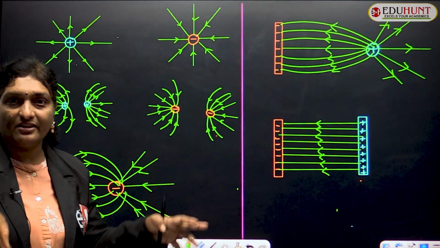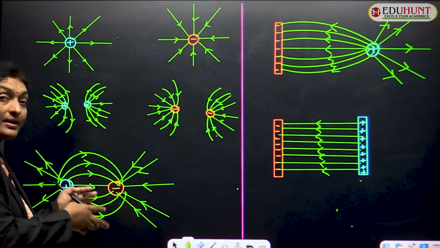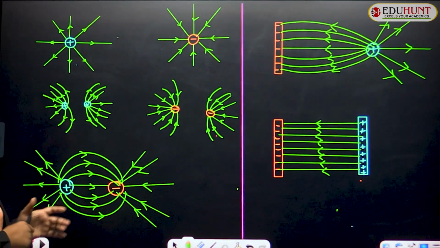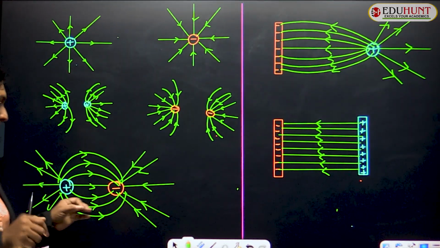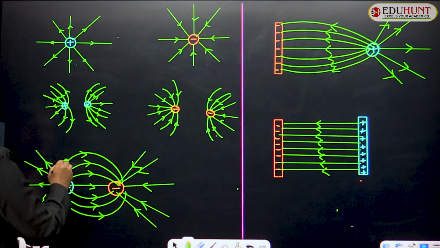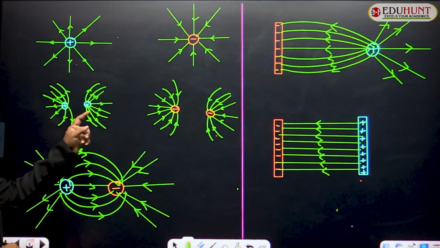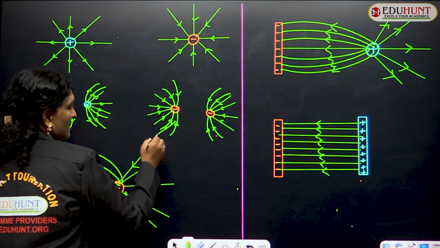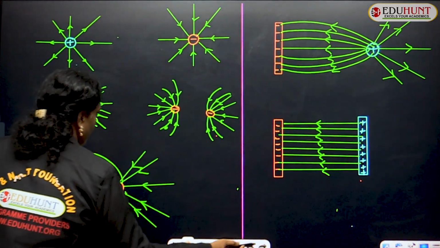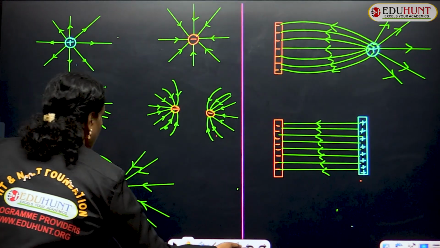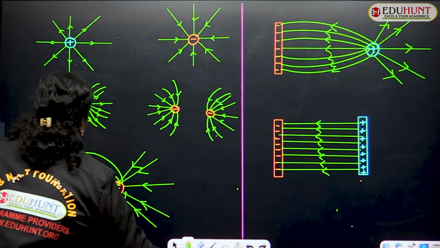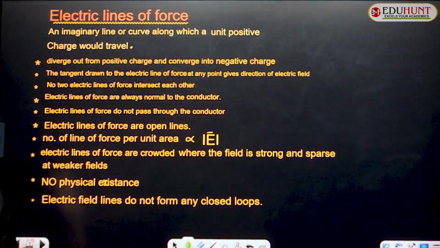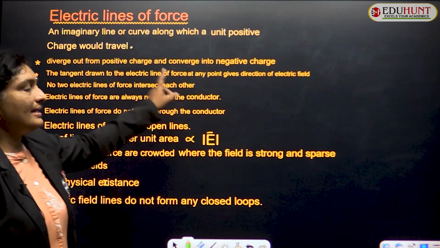These are called magnetic field lines. Similarly, these are electric field lines. The tangent drawn at a particular line indicates the direction of the electric field. Suppose a tangent is drawn here, this indicates the direction of the electric field. Suppose you drop a tangent here, this indicates the direction of the electric field. The tangent drawn to the electric lines of force indicates the direction of the electric field.